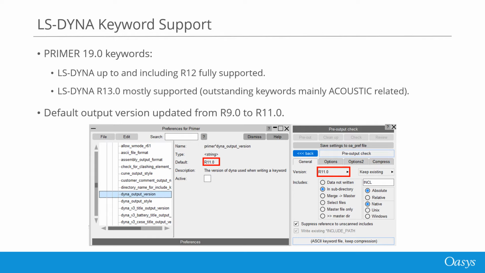Validity checks have been added for all new keywords. Also, warnings are displayed on model checking if the current output version does not support the keywords contained in the model. These output version warnings will also appear on writing.